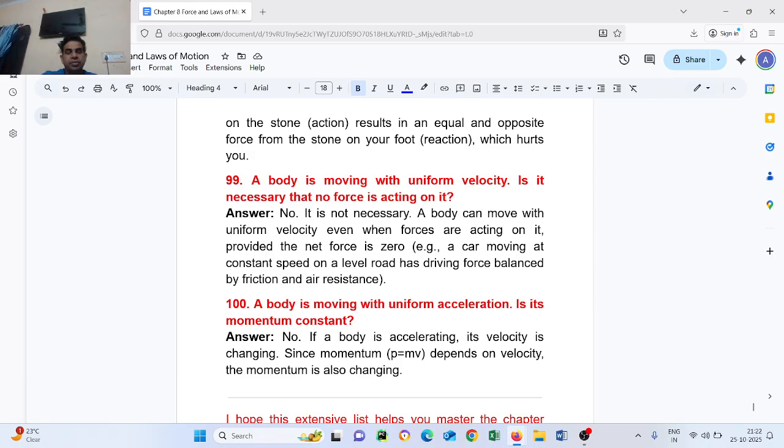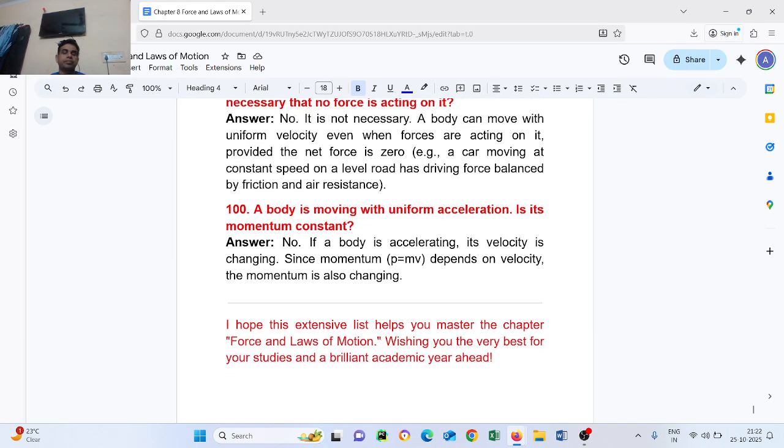Question number 100. A body is moving with uniform acceleration. Is its momentum constant? No. If a body is accelerating, its velocity is changing. Thus, since momentum P equals mv depends on velocity, the momentum is also changing.